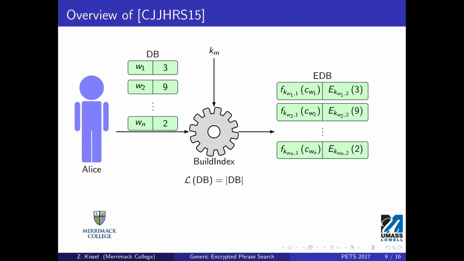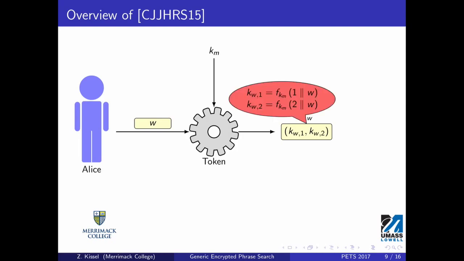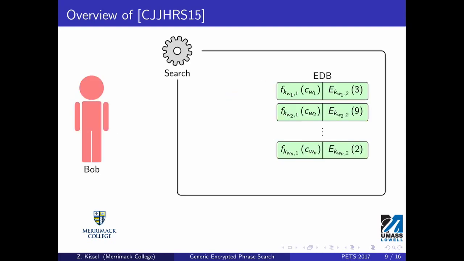The leakage is nothing more than the number of entries, so this is minor. To generate the search token, you take a word and the master key, and it outputs the key pairs we saw in build index. Okay.